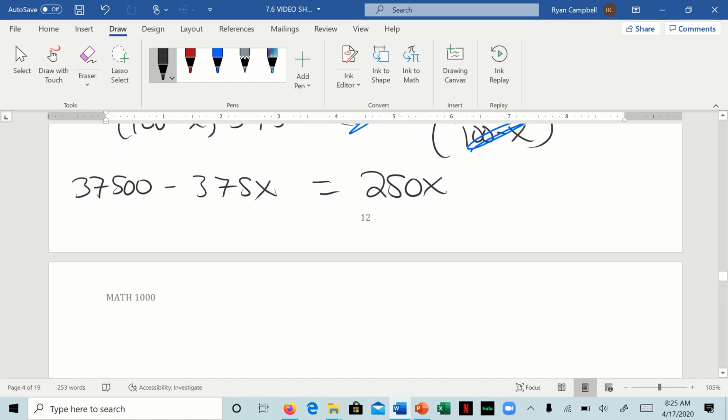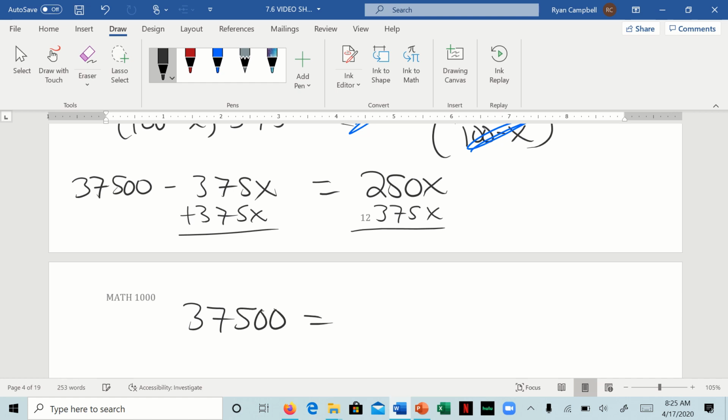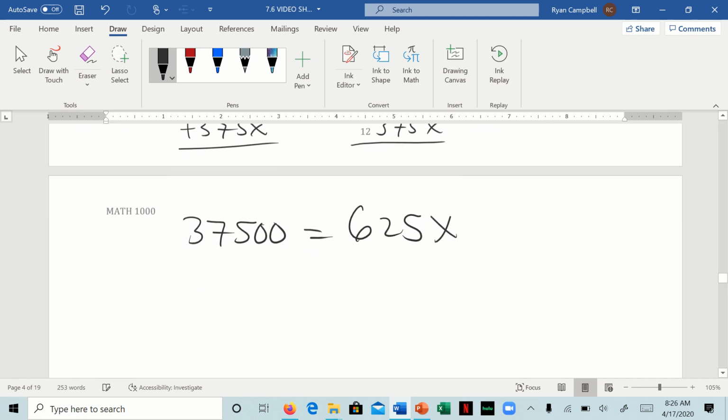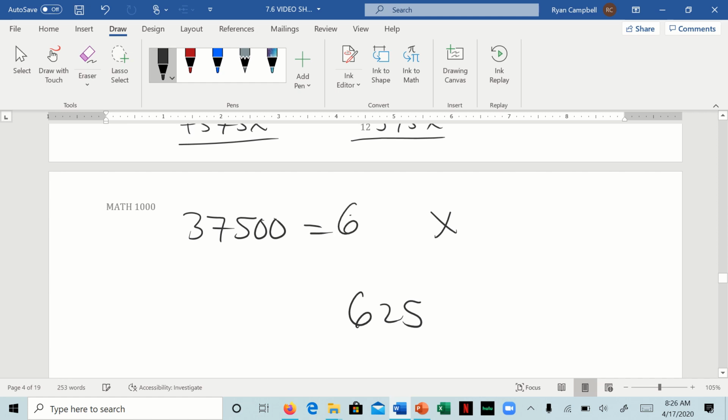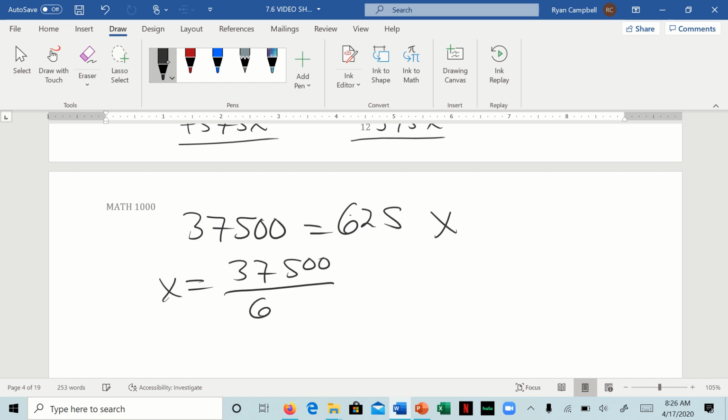All right, if we add 375x to both sides, we're going to get 625x. And then we divide. So x is going to be 37,500 divided by 625.